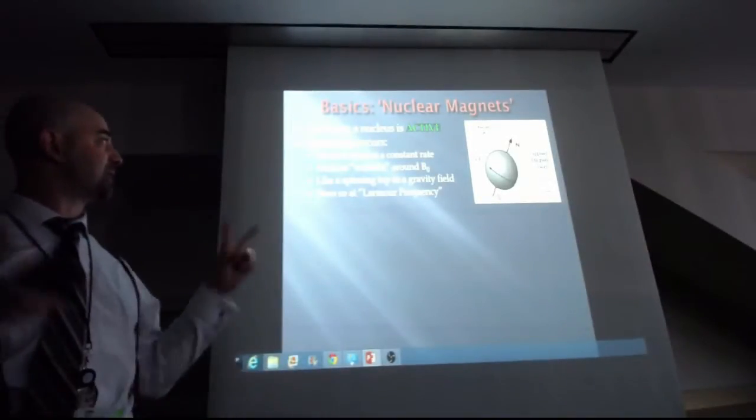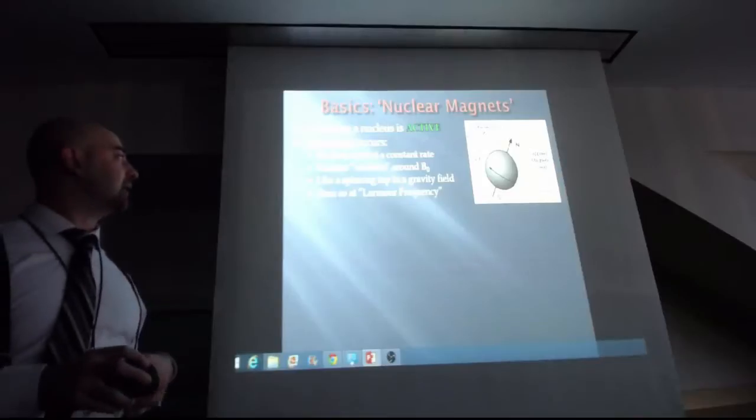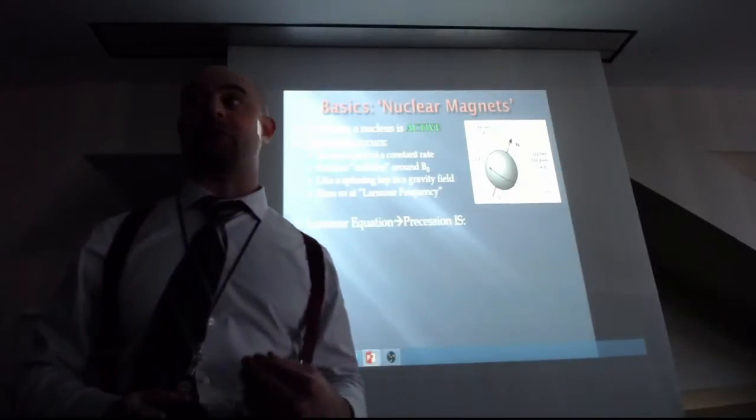So while spinning this way, it also precesses around the B0 magnetic field, which points from the floor. You can also call that the wobble, and this happens at the Larmor frequency.